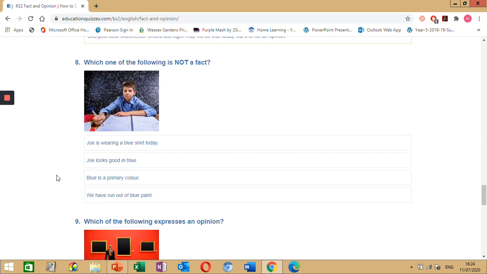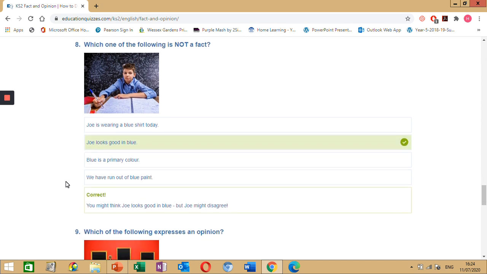Which one of the following is not a fact? Joe is wearing a blue shirt today. Joe looks good in blue. Blue is a primary colour and we have run out of blue. So what this is really asking is which one is an opinion. Joe looks good in blue. You might think Joe looks good in blue, but Joe might disagree.